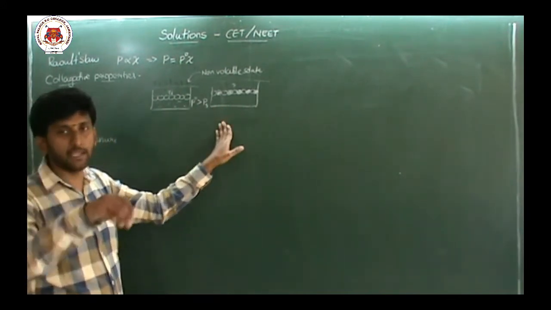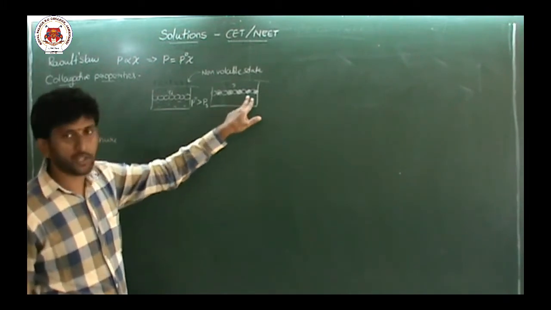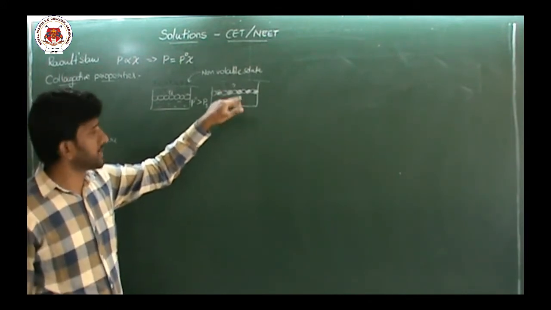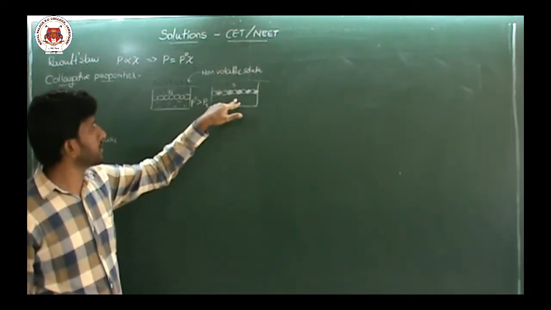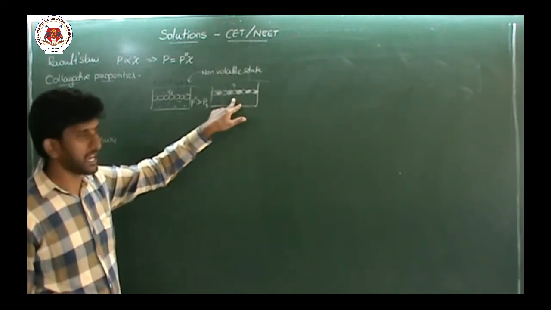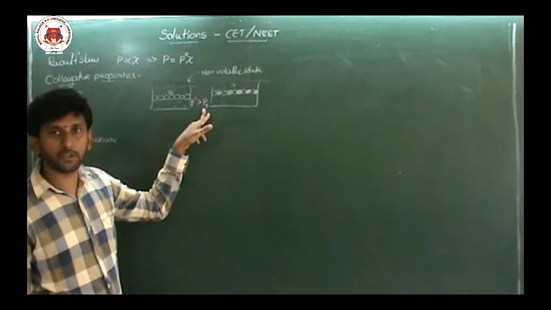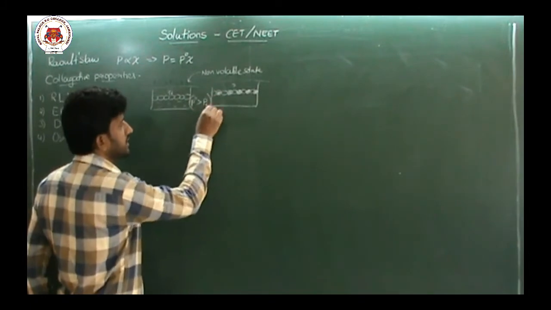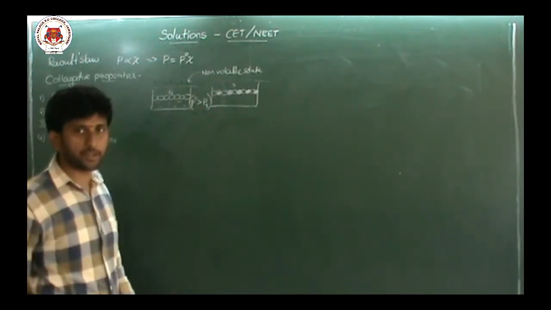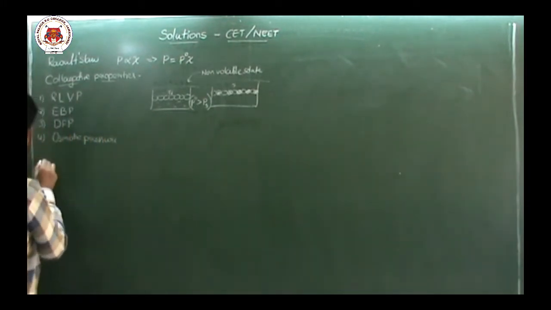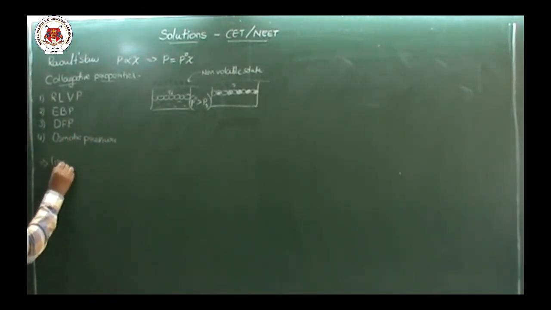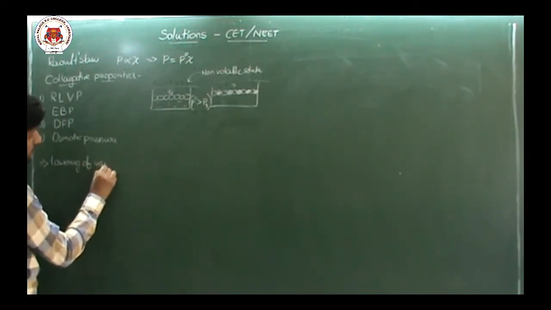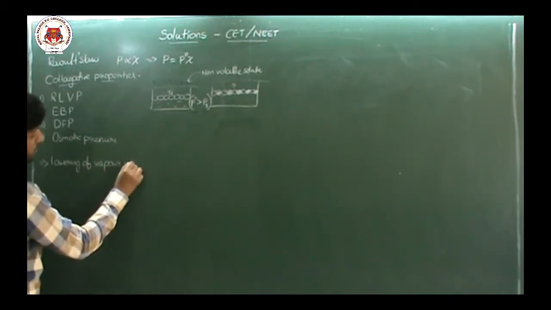But once you add any solute which is non-volatile, the fraction of molecules covering the surface decreases. Due to that, the tendency of those molecules to go into the vapor state also decreases. So the fraction decreases. Automatically vapor pressure of solution decreases. So vapor pressure of the solution is less than the vapor pressure of the solvent. This concept only we are calling lowering of vapor pressure.